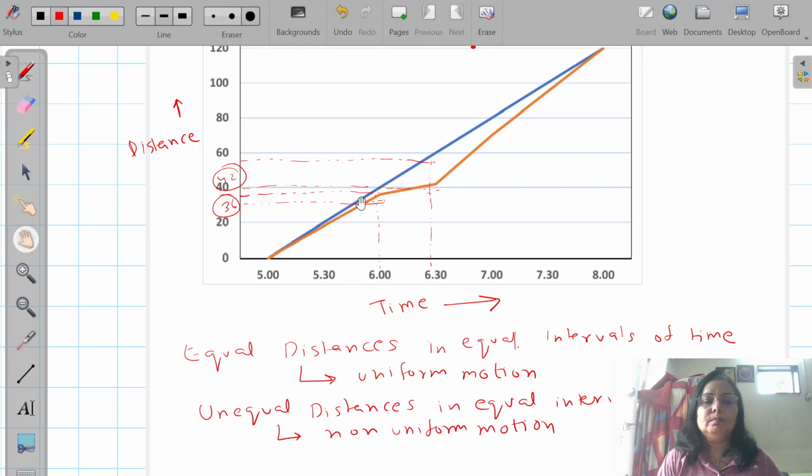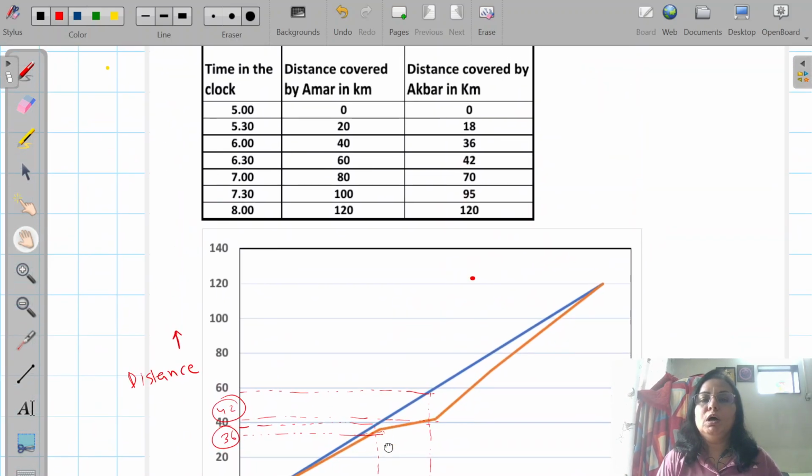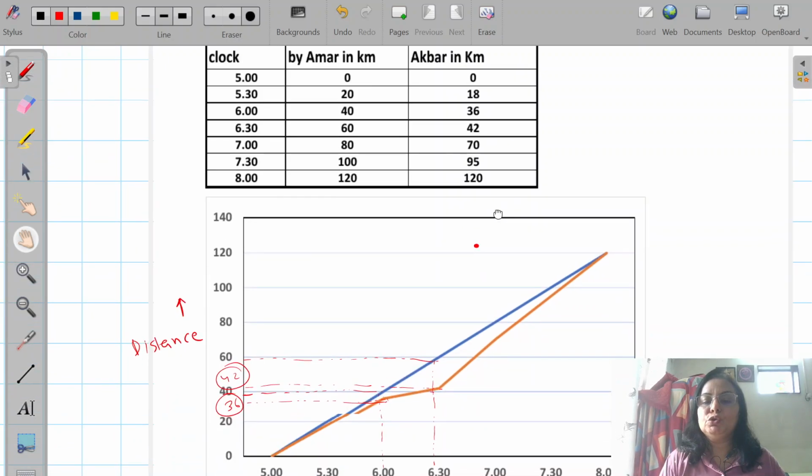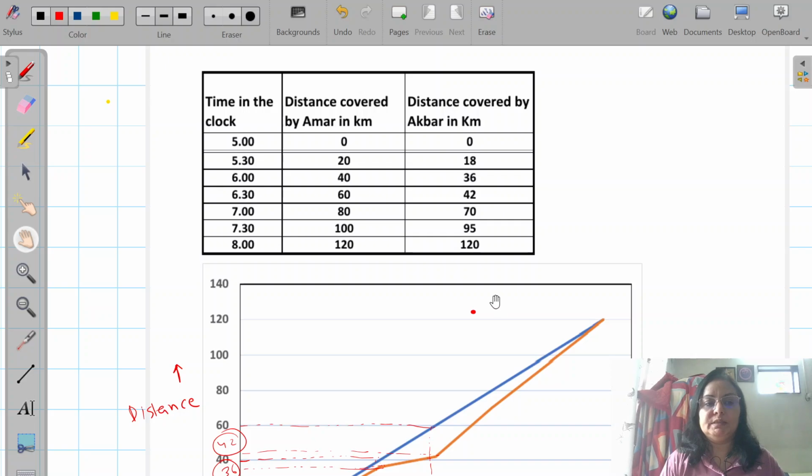So we saw how Akbar met a lot of traffic in between, so he was not able to cover the distances that Amar covered. So he moved with non-uniform speed. Now let's move on to our next topic, which is acceleration.